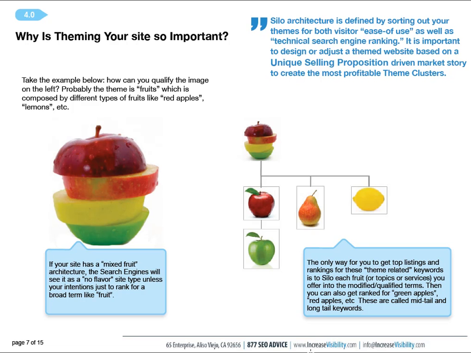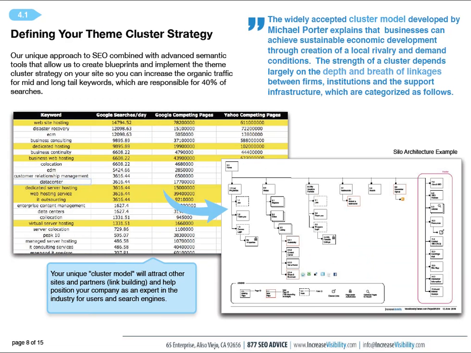The best way for you to get top listings and rankings for those theme-related keywords is to silo each fruit, or topics or services you offer, into modified qualified terms. Then you can also get ranked for green apples, red apples much easier, because they're overlapping what's called shingles. That's an important thing to understand. And here's another picture, again from our friends at Increase Visibility, that shows the way that they lay out their siloing blueprint. A lot of this was stuff that we educated them on, how to create silo architecture, and Fabiano also took that into their firm.